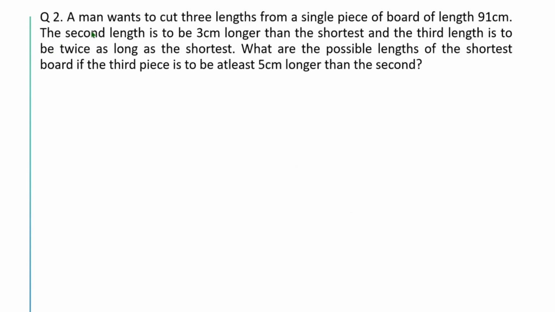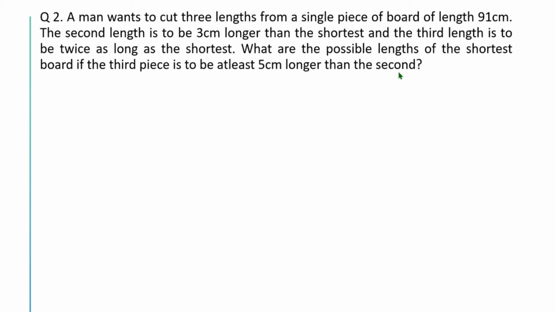Next question. A man wants to cut 3 lengths from a single piece of board of length 91 centimeters. The second length is to be 3 centimeters longer than the shortest, and the third length is to be twice as long as the shortest. What are the possible lengths of the shortest board if the third piece is to be at least 5 centimeters longer than the second?